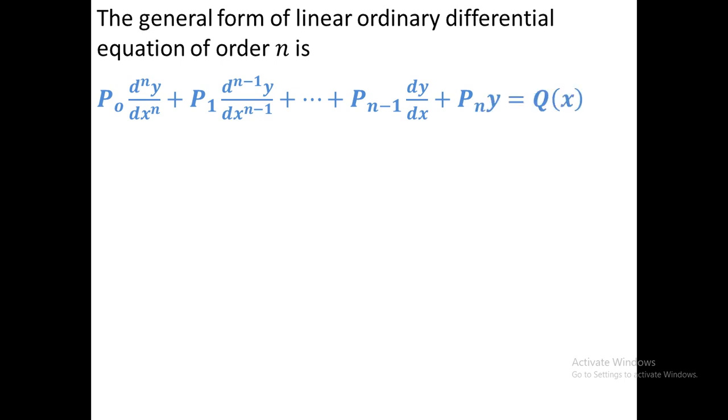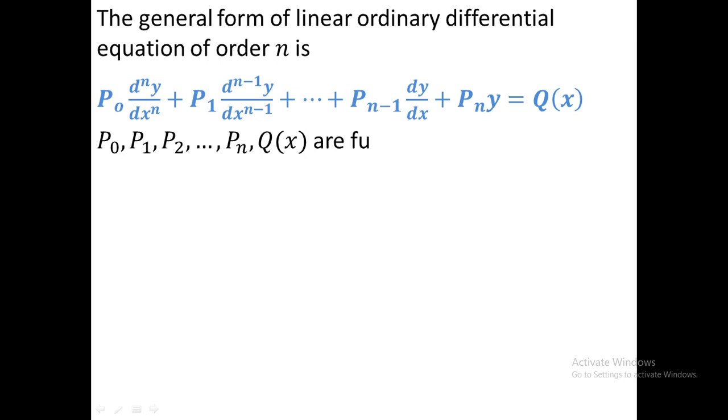Okay, all of you know the general form of a linear ordinary differential equation of order n. It can be written in this form: something times the nth order derivative, plus something times the (n minus 1)th order derivative, plus dot dot, plus something times dy/dx, plus something equal to q. These somethings, p0, p1, pn minus 1, pn, are called coefficients, and in general p0, p1, pn minus 1, pn and q(x) are functions of x, since the differential equation is linear.